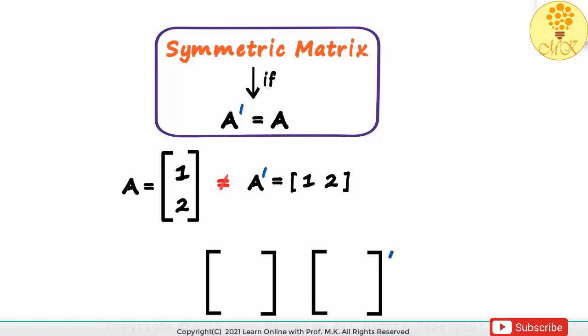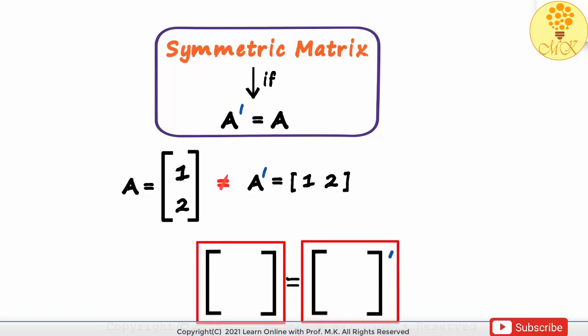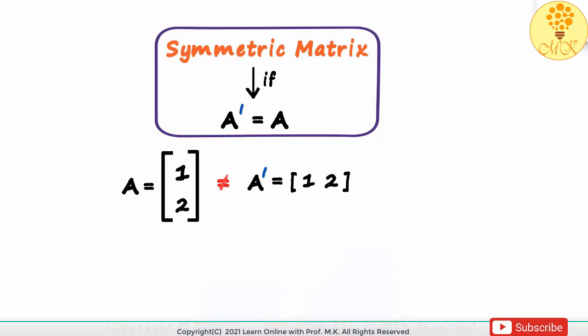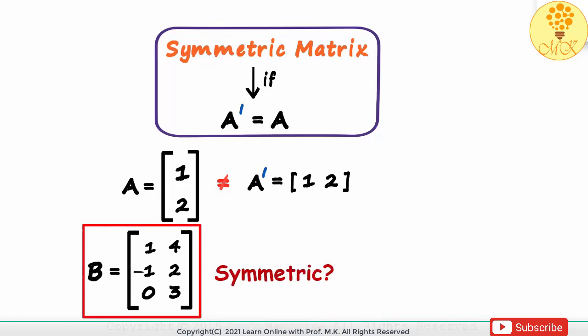That's how easy it is to find out if a matrix is symmetric or not. We find its transpose and check if it's equal to the original matrix. If not, then the matrix is not symmetric. Let's take another example. Here's matrix B. Is matrix B symmetric? Pause the video and find out if B is a symmetric matrix.